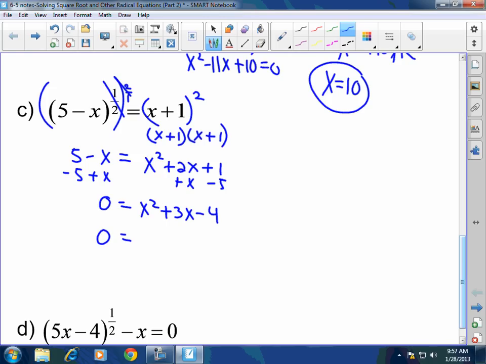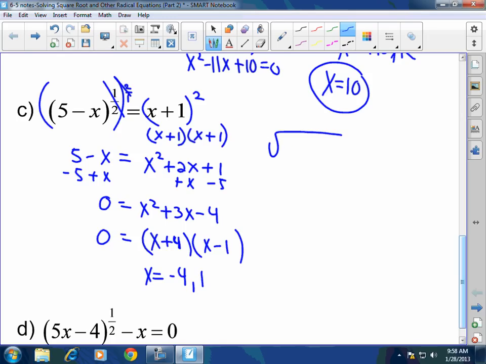Go ahead and factor. This is going to be x plus 4 and x minus 1. So after you do the zero product property, you set x plus 4 equal to 0 and x minus 1 equal to 0. So x will equal negative 4 or positive 1. Let's see which one of these work.